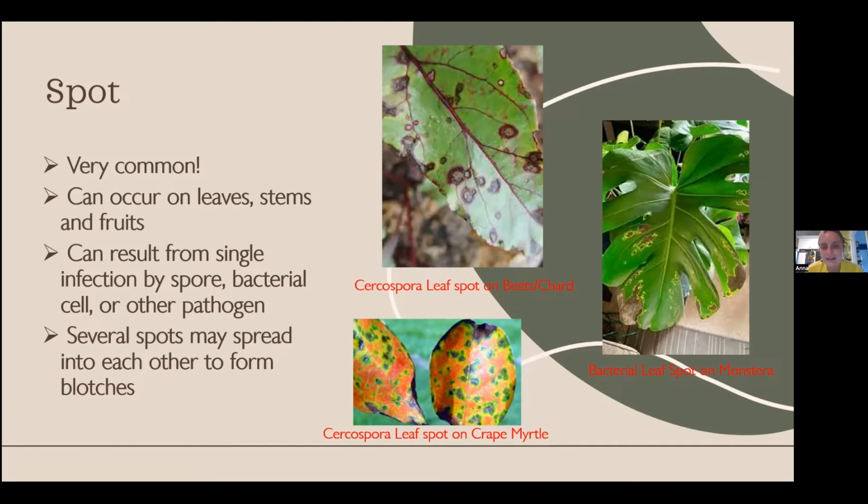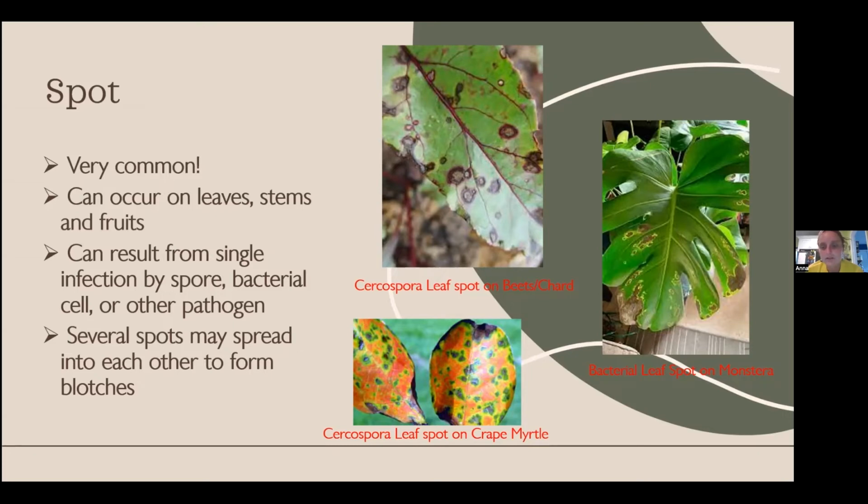Leaf spot is really, really common on beets and chard, especially. If anyone's growing beets and chard every winter in their garden, you're going to see this pop up. That's Cercospora leaf spot, and you see it's got kind of a purple ring around these little lesions.